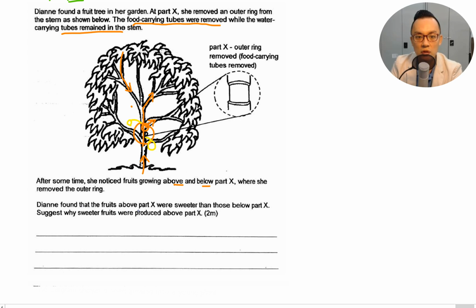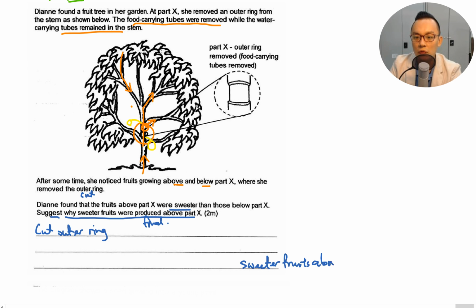Diane found that the fruits above part X were sweeter than those below part X. Suggest why sweeter fruits were produced above part X. So again, this is a suggest question. You have sweeter fruits produced above part X. This is the final. The initial is actually the cut, cutting the outer ring. So over here is cut outer ring, and the final is sweeter fruits above X. And you have to give the scientific explanations for what's happening between here and here.